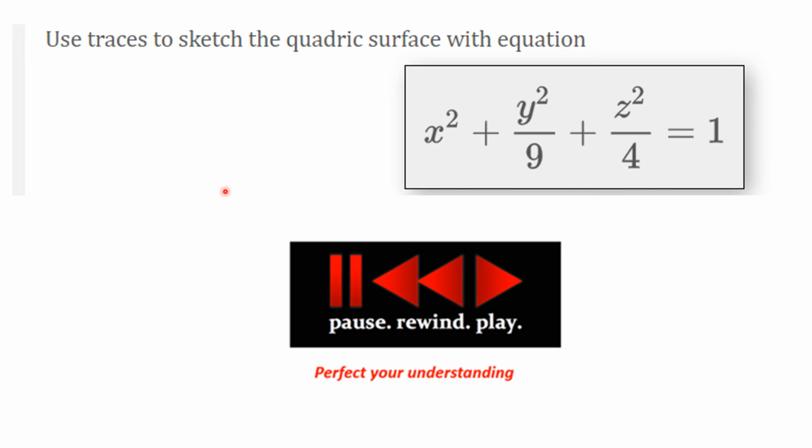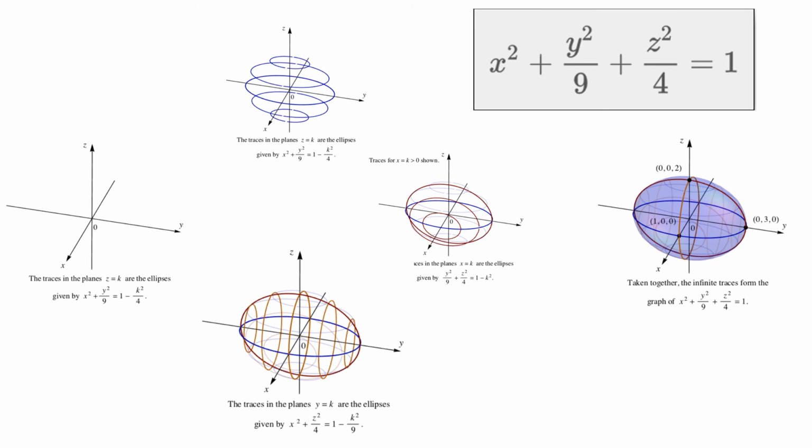Okay, so now what we're doing is we're trying to look at using traces to sketch this quadric surface. So here we have x squared plus y squared over 9 plus z squared over 4 equals 1. You know what to do. Well, let's see how you did.